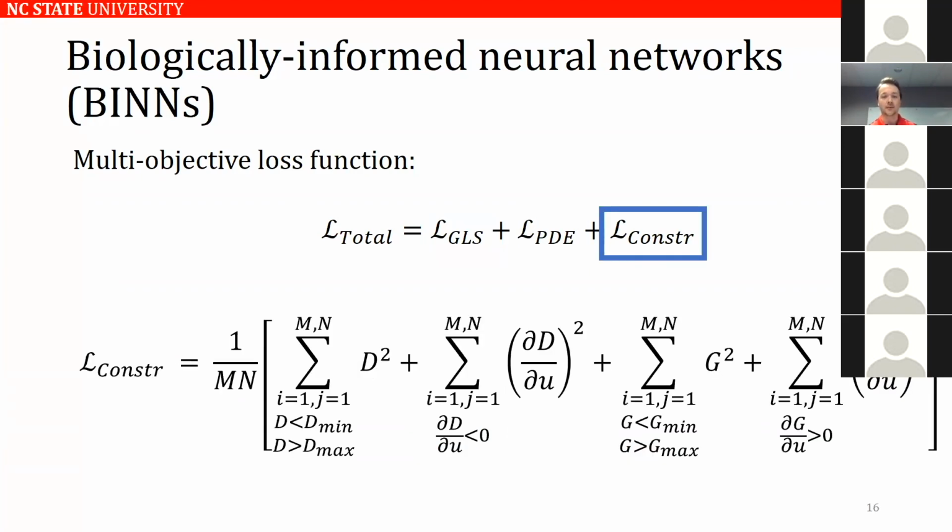And finally, we know that diffusivity and growth have to fall into some biologically meaningful ranges. So for example, if diffusivity lies in between some D min and D max, any values of D outside of those values, you can penalize with this soft constraint here, squared. Similarly for derivatives, say you assume that diffusion is an increasing function. Well, any partial derivatives of D with respect to U, the cell density, that are negative, you can also penalize by the square and add them to the loss function. And the same thing for the growth function G.